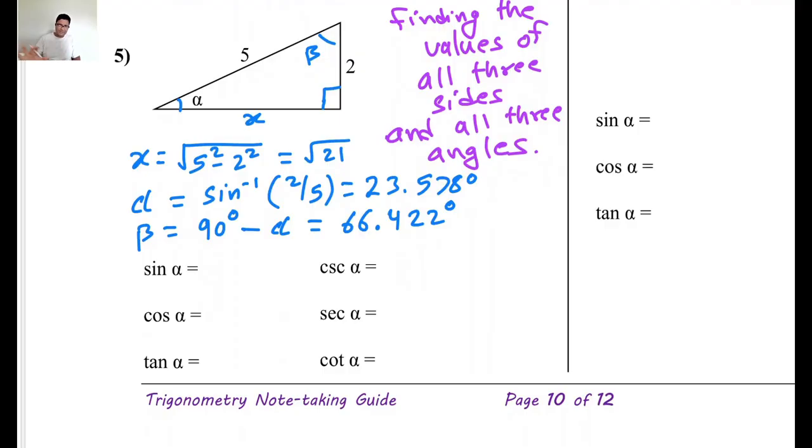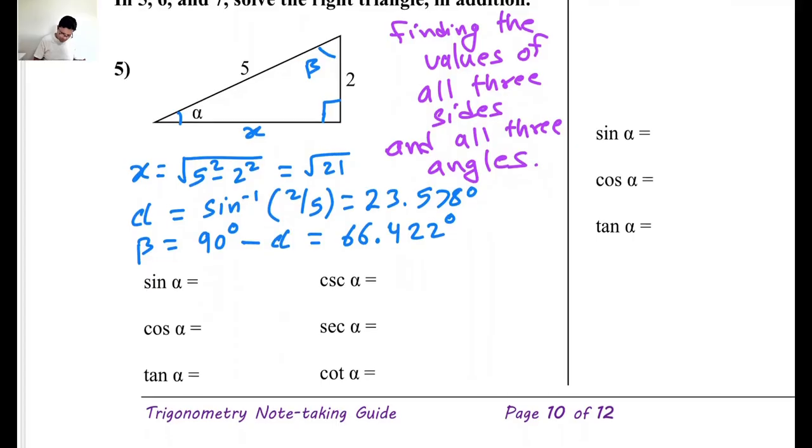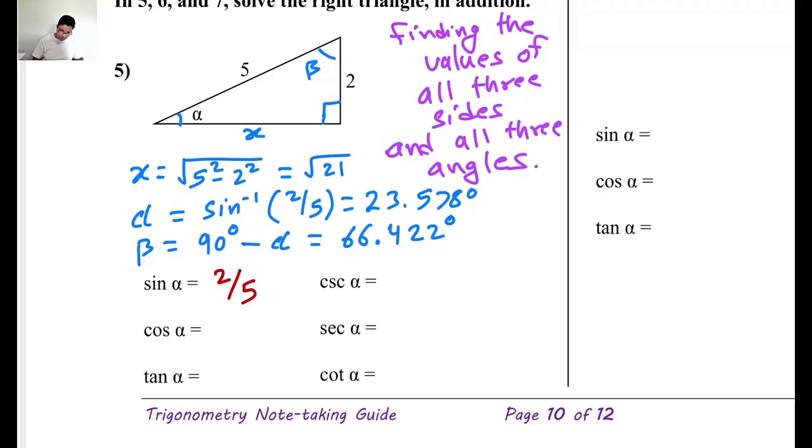So that is solving the triangle. Now we have all 6 things, 3 angles and 3 sides of the triangle. Okay, let's do the next part, which is all these ratios. Sine alpha is opposite over hypotenuse. Cos alpha would be adjacent over hypotenuse, and that would be x, which is under root 21 over 5. Tan alpha would be opposite over adjacent.